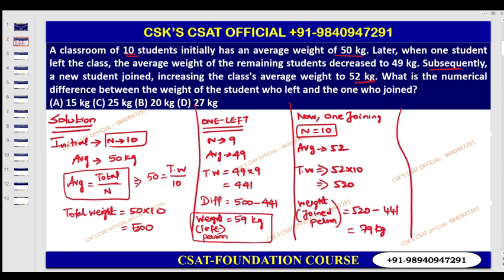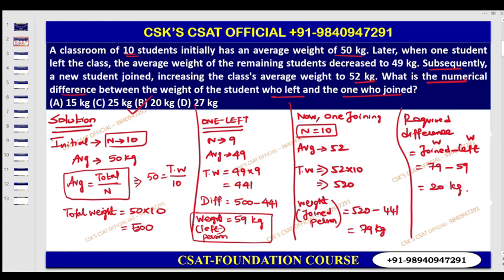What is the question? So newly joined person's weight here is 79 kg, and the person who left, that person's weight here is 59 kg. What is the question? What is the numerical difference? So you need to find out the difference between the weight of the students who left and who joined. So therefore the required difference is equal to the one who joined minus left. So weight of the joined person minus weight of the left person. Weight of the joined here is 79. Weight of the left person here is 59. So therefore 20 kg.